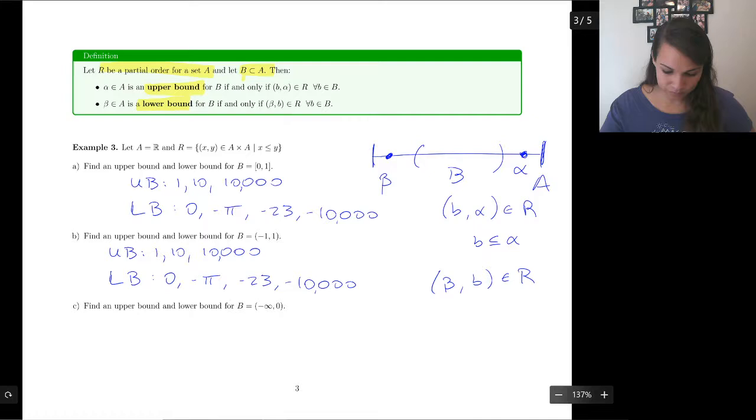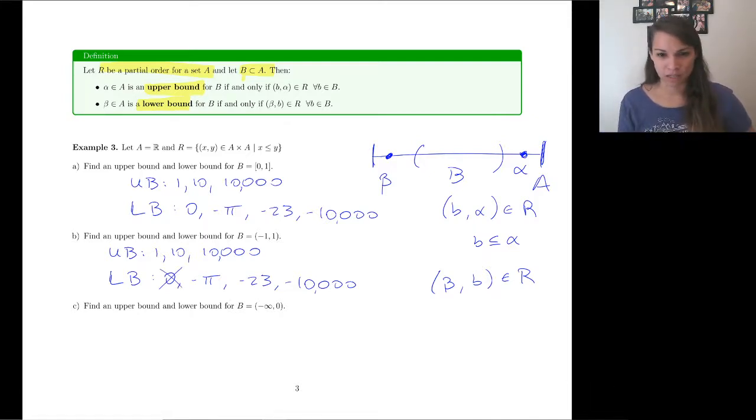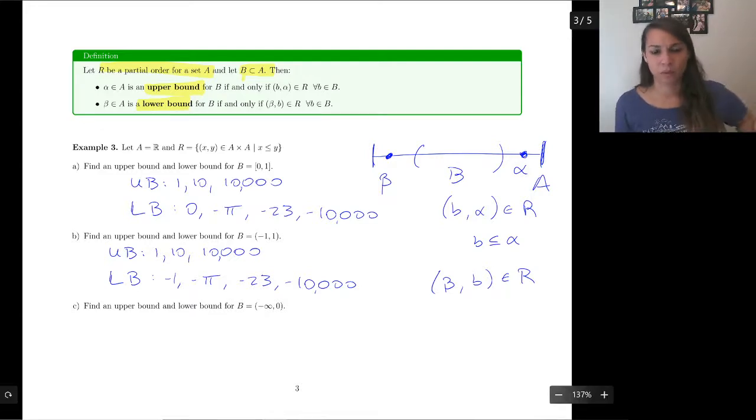Lower bound, that 0 doesn't work anymore. 0 is now in B, and there's lots of things that are less than 0 in B. So it has to go. But negative 1 would work. And same with negative pi, negative 23, negative 10,000, all of those also still work.